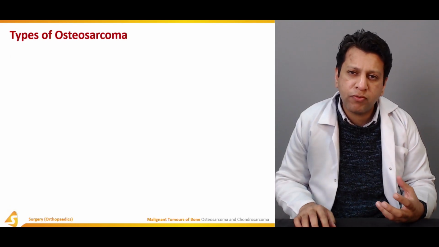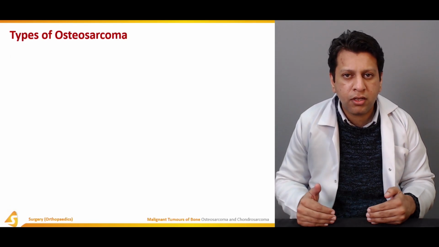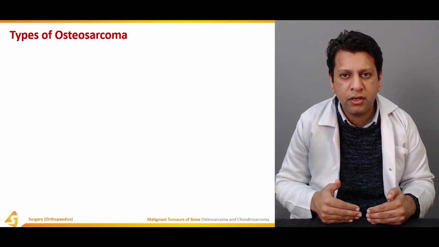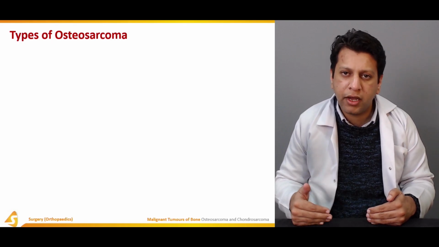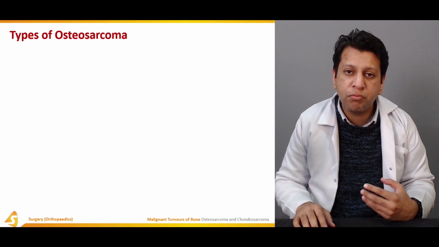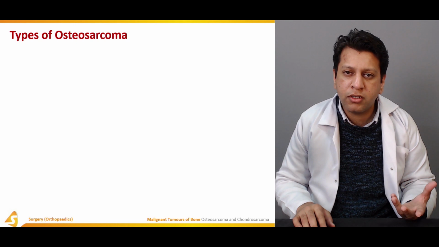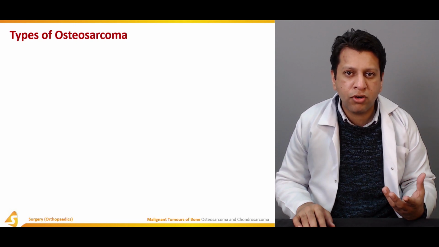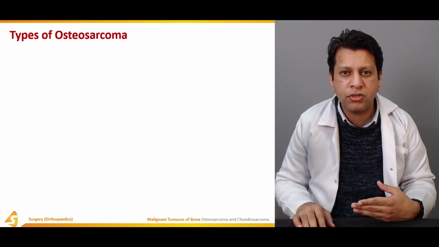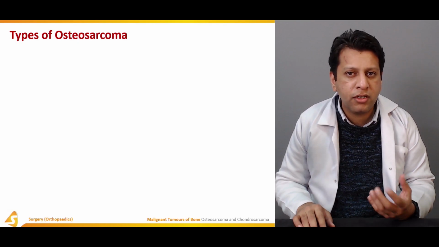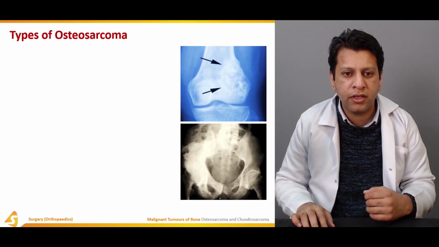Now, coming to the types of osteosarcoma, as there are different types. Some are low grade, some are intermediate grade, and some are high grade tumors. Low grade include parosteal and low grade intramedullary. High grades include small cell and high grade osteosarcoma. Intermediate grades include periosteal and telangiectatic varieties.